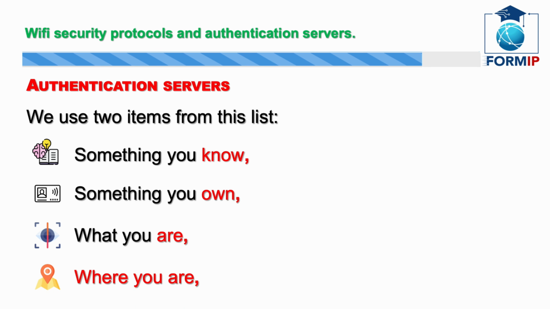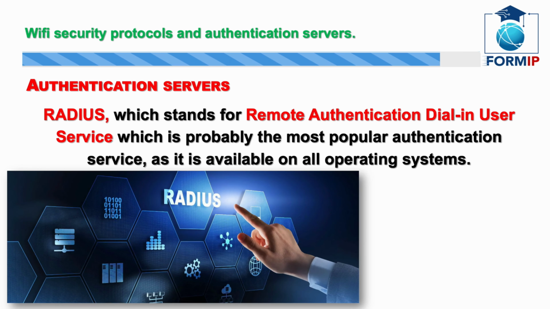We will now look at the 2 most common types of authentication servers. Radius, which stands for Remote Authentication Dial-In User Service, which is probably the most popular authentication service, as it is available on all operating systems. In particular, it makes it possible to centralize authentications for routers, switches, firewalls, VPNs, and it is the protocol of choice for networks using the 802.1x standard.